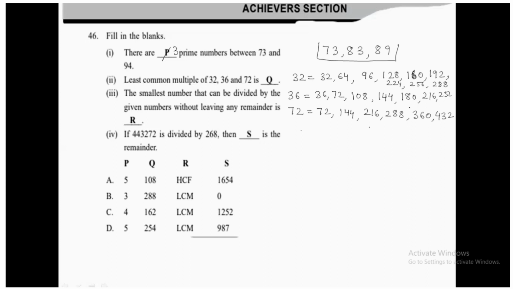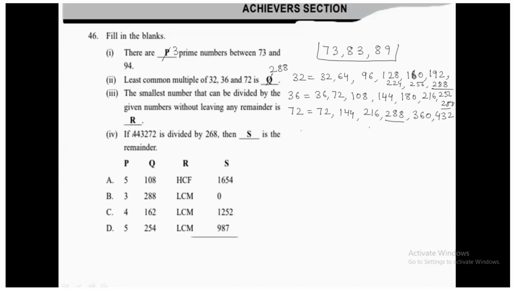So what we can see, 288 is here, 288 is here as well in the multiples of 36, and 288 is here as well in the multiples of 72. Okay, so we can say that the least common multiple among all three numbers is 288. Okay, so the LCM will be 288.